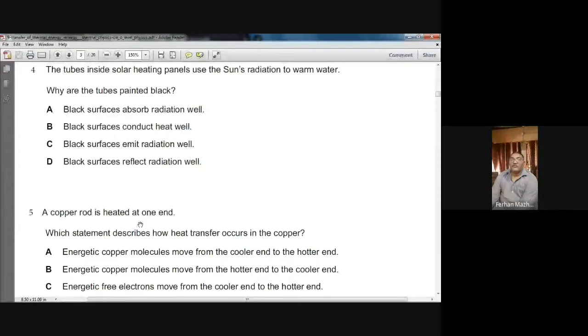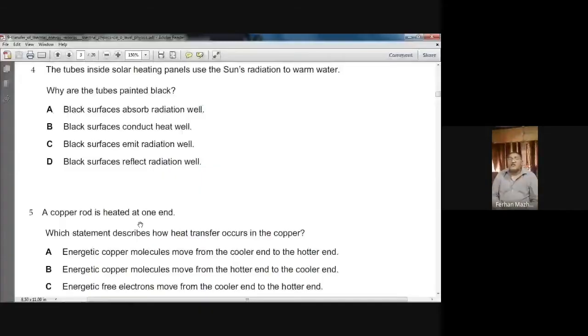Black surfaces absorb radiation well, that's true. Black surfaces conduct heat well, that's wrong. Black surfaces emit radiation well, that is true, but here it's absorbing the radiation. Black surfaces reflect radiation well, that is also wrong. Because it's absorbing the heat from the side. So here we will use the option that says black surfaces are good absorbers of radiation. So the choice is A. Question number 4, the choice is A.